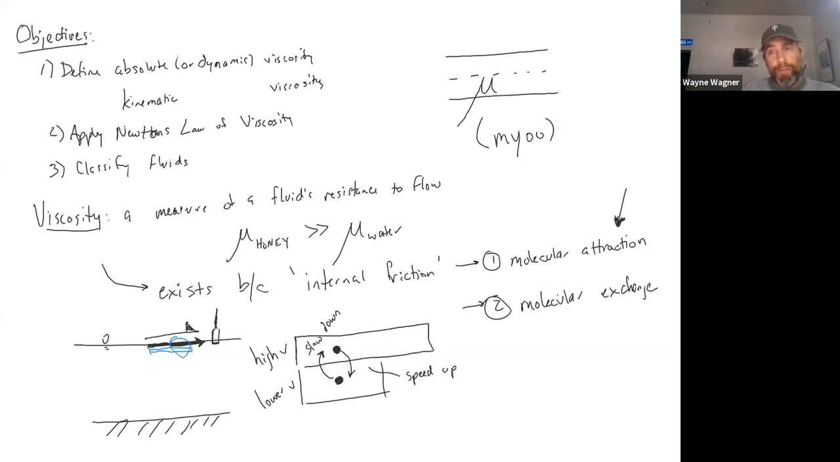So the net effect of just that molecular exchange is to cause this layer to slow down by some amount, and this one to speed up by some amount. In essence, this one speeds up and this one slows down. In other words, the momentum of the layers is exchanged. And so the momentum is exchanged either through molecular exchange or because the molecules are attracted to each other. Any questions on that?